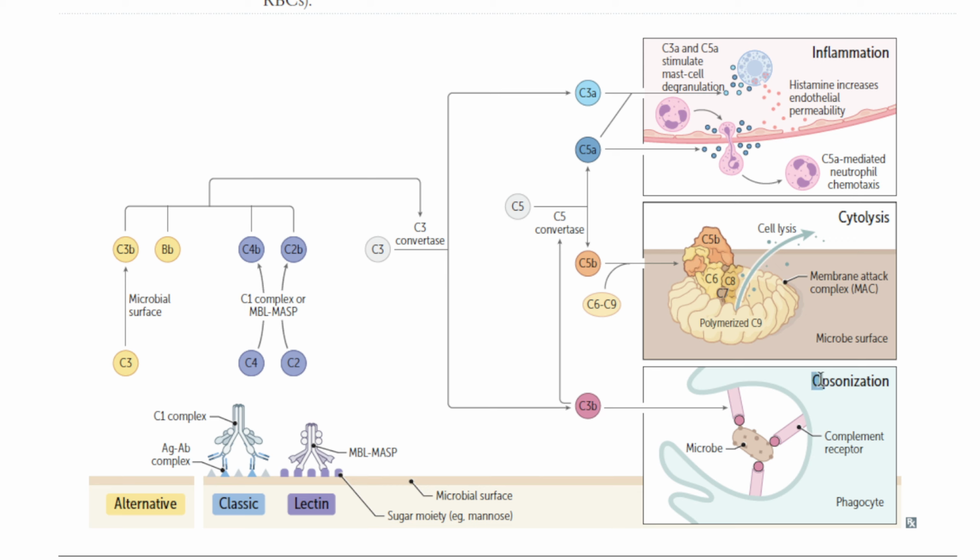So remember, the most common one that we learn is opsonization. You have the C3b here, you got the complement activated, and the macrophage is going to do opsonization, then phagocytosis.